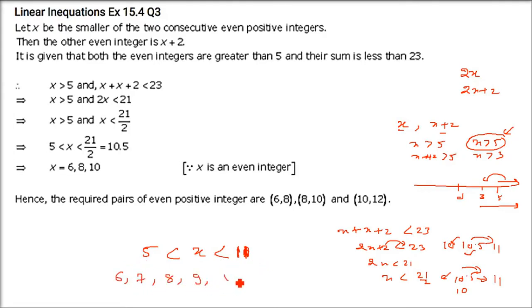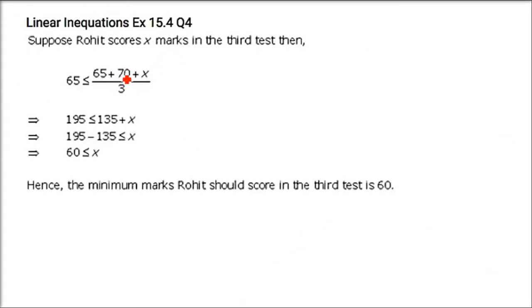So write all the numbers in between: 6, 7, 8, 9, 10. Now you want even positive integers. Even. So strike off the odd ones. So the even ones are 6. If it is 6, the next number will be 8. If it is 8, the next number will be 10. If it is 10, the next number will be 12. This is the answer.